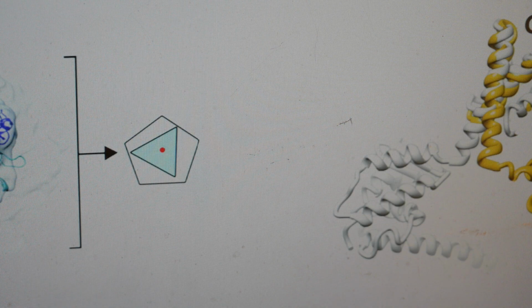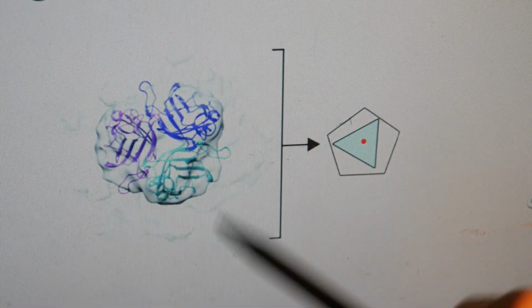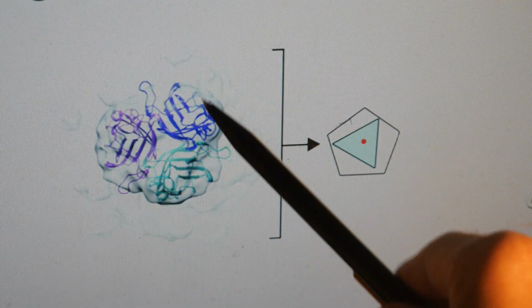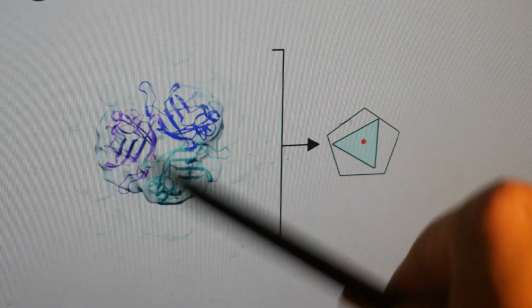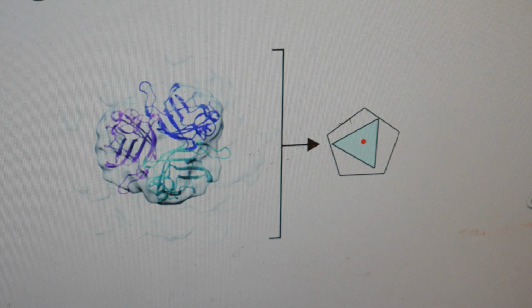So you've got 1 side, 2 side, 3 side, 4 side, and 5 side. That's 5-fold symmetry, and there's a 3-fold symmetry. So that's the fiber protein sticking onto the base of the penton, which is on the capsid.